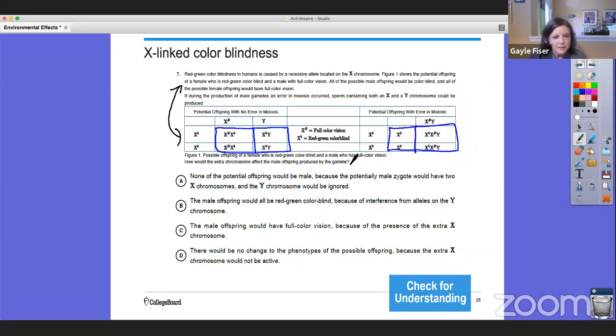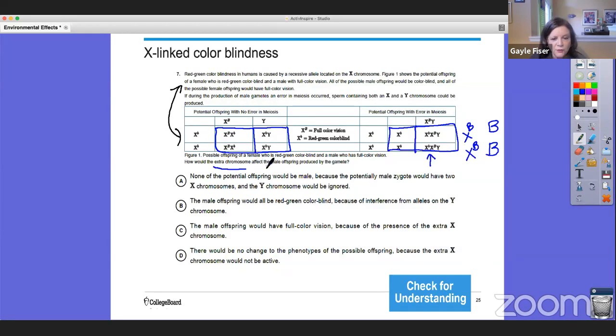All right, so possible offspring. Now, what does the question ask us? How would the extra chromosome, so we need to look for where there's an extra chromosome. It's right here, okay? And let's look at that. If we have a Y, what do we already know we are? A boy, and we have a big B, so we know we have normal vision. So that is what our trait is going to be, 2 traits.